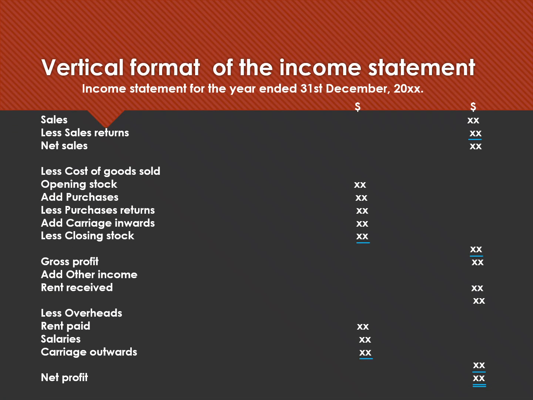The vertical format of the income statement is shown. Cost of goods sold is subtracted from net sales to arrive at a gross profit. Then, the overhead expenses are subtracted from the total of gross profit and other incomes. The result is the net profit.